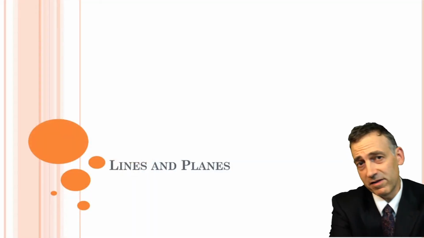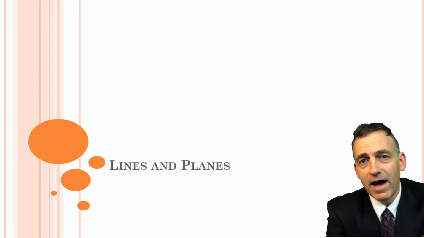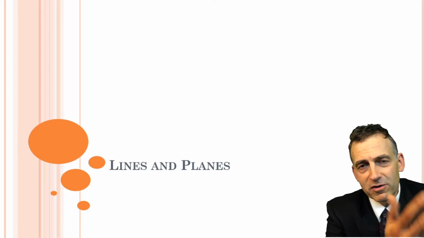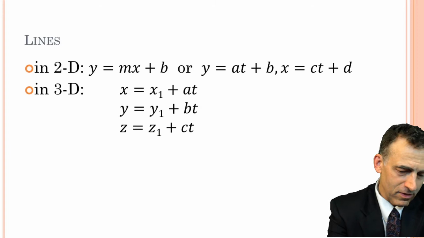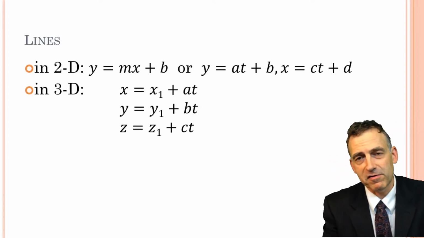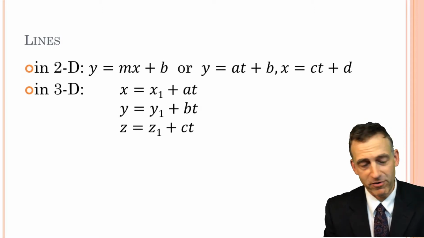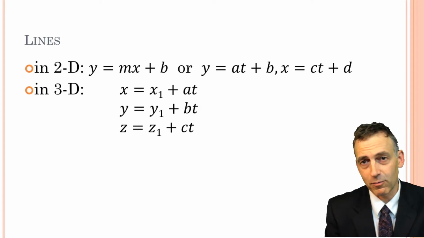Well, let's go ahead and take a look at some lines and planes. And specifically, we want to understand how we're going to represent lines and planes in 3 dimensions. So you know how to represent a line in 2 dimensions. And the way that you would do this is using either y equals mx plus b, or you could represent it parametrically as y equals a times t plus b and x equals c times t plus d.